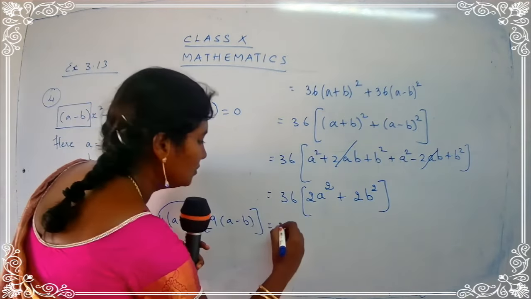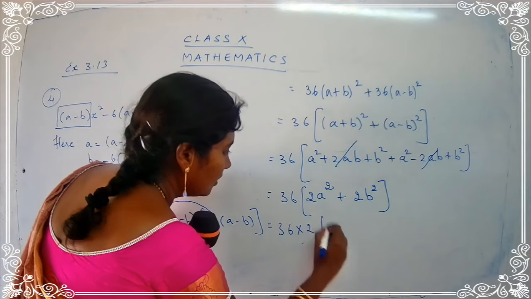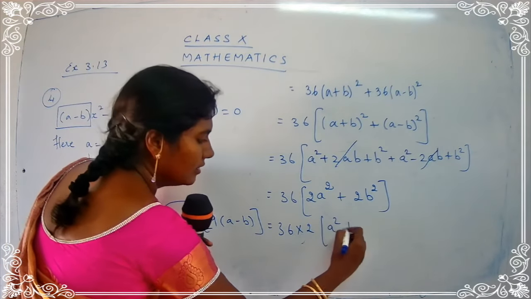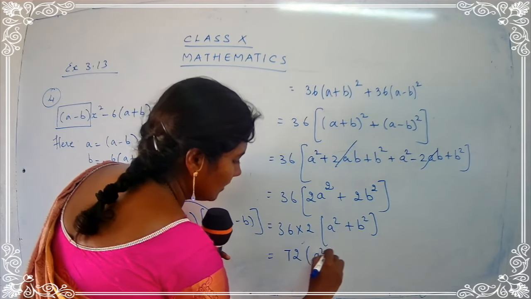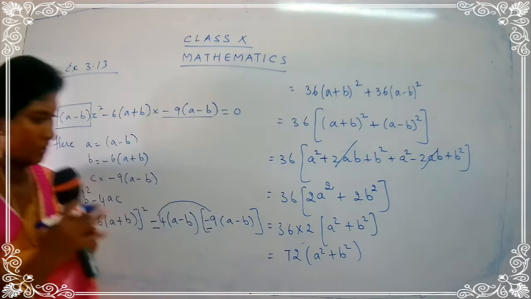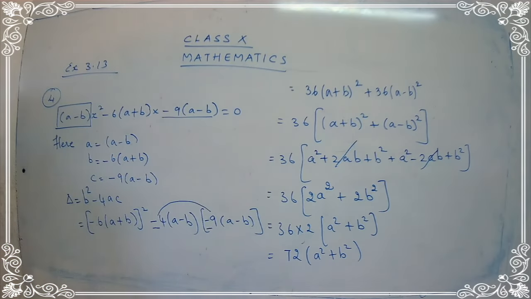So this is equal to 36 into 2. What is left? A square plus b square. So 72 a square plus b square. So we have got our answer as 72 a square plus b square. Take down the sums.